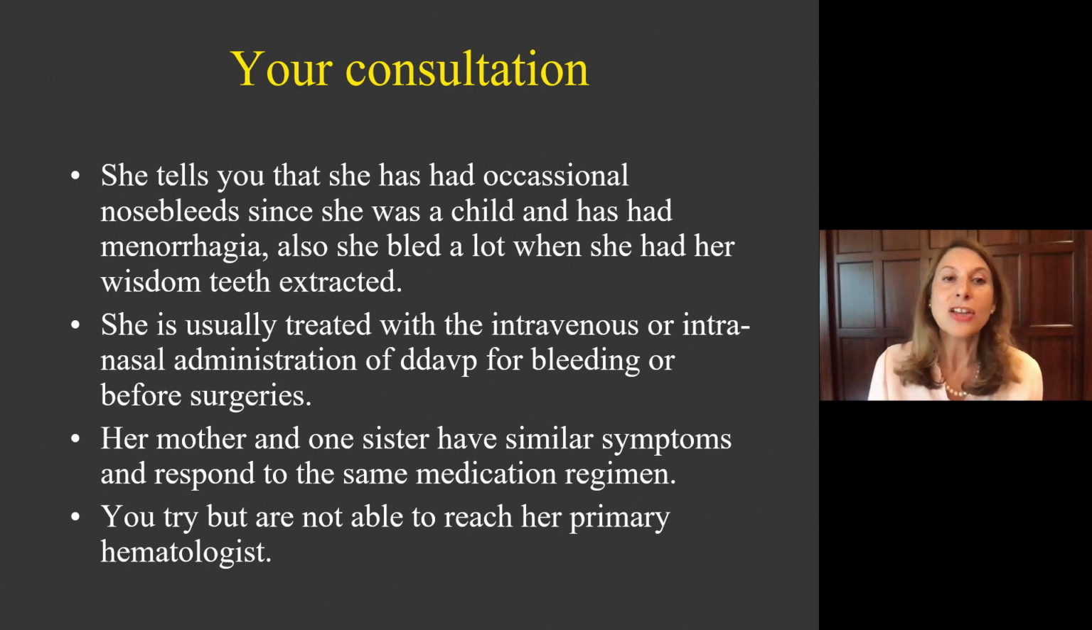Next slide. You go and talk with her a bit so you can understand more about her condition. She tells you that she has had the occasional nosebleed since she was a child and that she had menorrhagia. She also bled a lot when she had her wisdom teeth extracted. She said she was diagnosed with von Willebrand disease and usually gets treated with intravenous or intranasal administration of DDAVP for bleeding or before any surgical procedures. Her mom and her sister have similar symptoms and respond to the same medication regimen. To get more information, you try to reach out to her primary hematologist, but you're unable at this time.